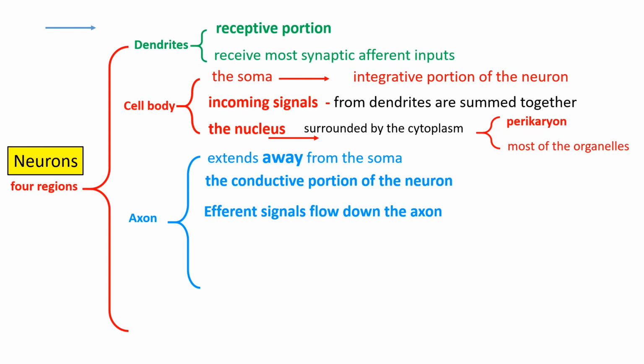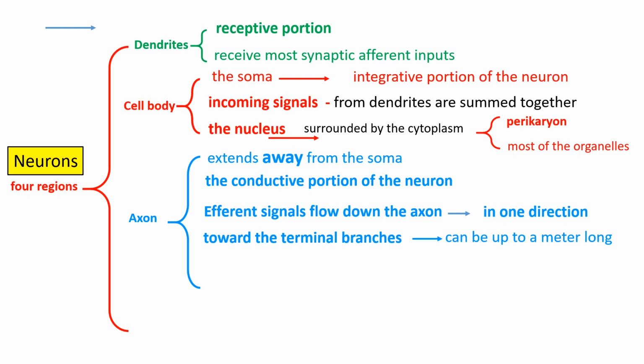The efferent signals. The word efferent means the sending part. Signals flow down the axon, and in the axon signals travel in one direction. There is no coming back, so there is no back and forth. It is only forth. When signals flow in one direction, they end up in the terminal branches of the axon, and this axon can be very long, up to a meter long, while the dendrites are very short.